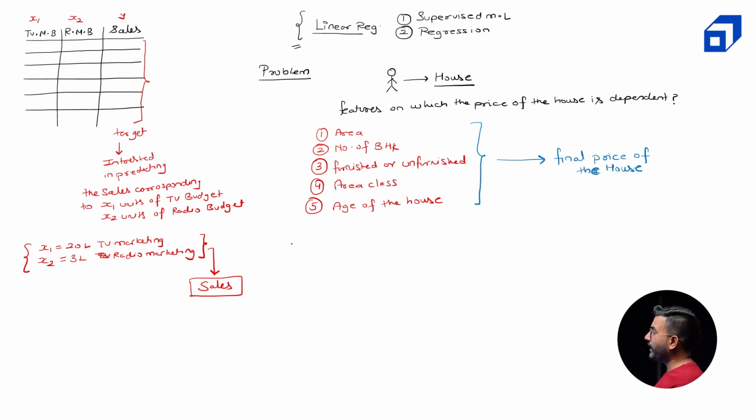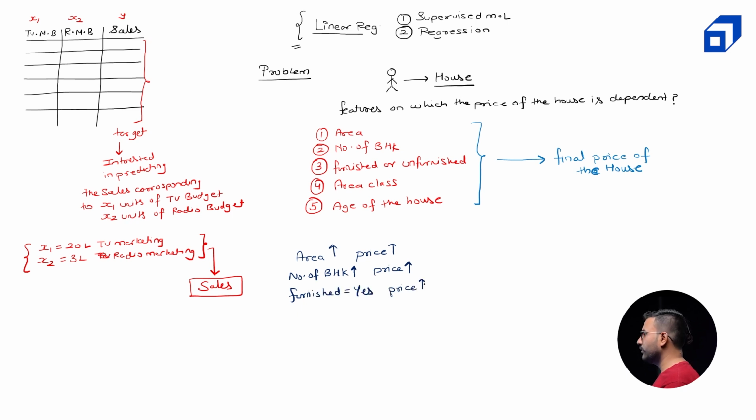So if the area is high, let's write down all the relationships. Number one, if the area is high, price is going to be high. If the number of BHK is high, then again price is going to be high. If it is furnished, so furnished is equal to yes, then again price is going to be high.